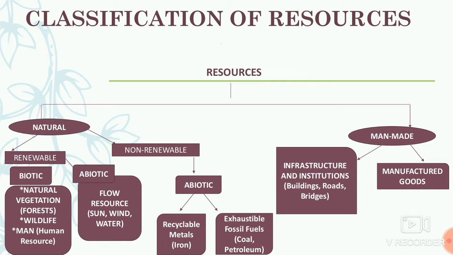Non-renewable resources are further classified into abiotic, means one is recyclable metals which we can renew, like iron. Another one is exhaustible fossil fuels. Once used, they cannot be renewed again, like coal and petroleum. Man-made are infrastructure and institutions, like buildings, roads and bridges, and manufactured goods, the goods which are being manufactured.